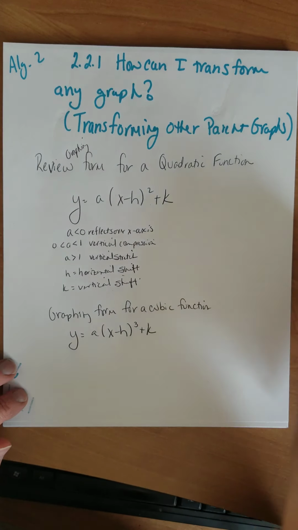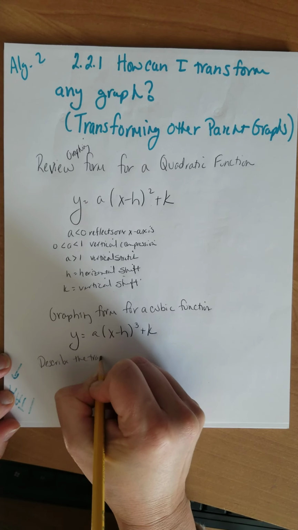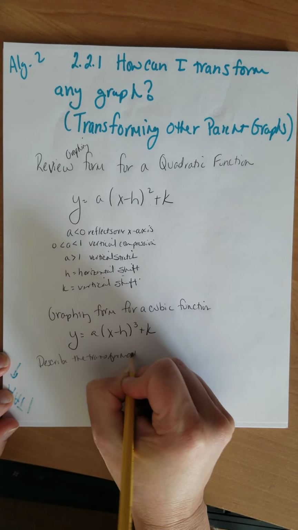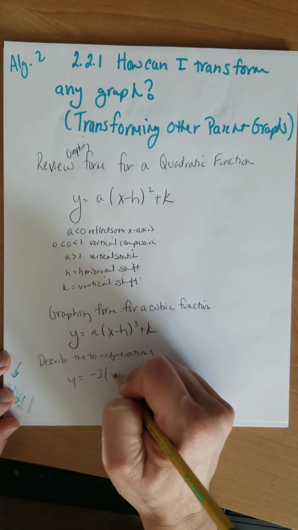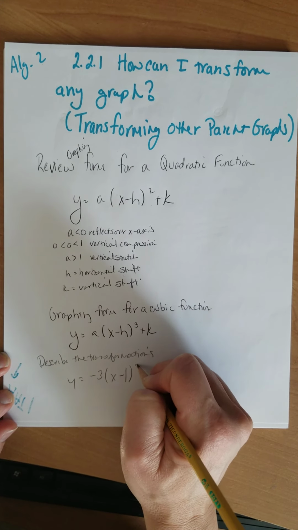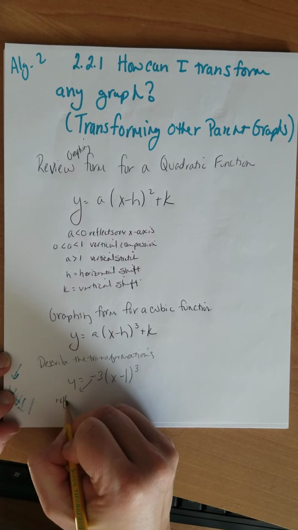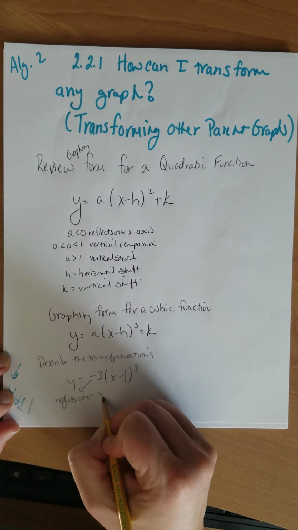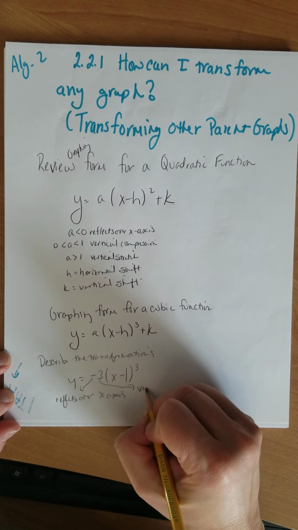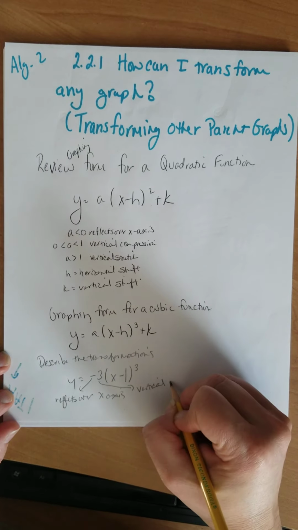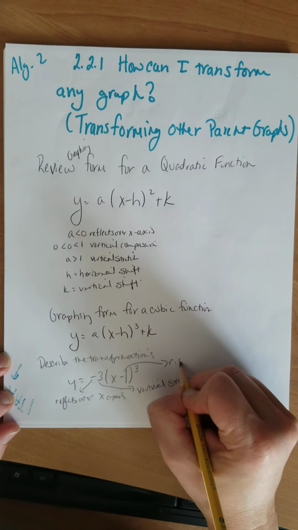Okay, so let's just describe some transformations. And if we have time, I'll graph one of them. So y equals, let's say I have y equals negative 3 times x minus 1 cubed. What does that do? Well, the negative is going to reflect over the x-axis. The 3 is going to be a vertical stretch, and it's going to go down because it's flipping. And the 1 is going to move it to the right 1.